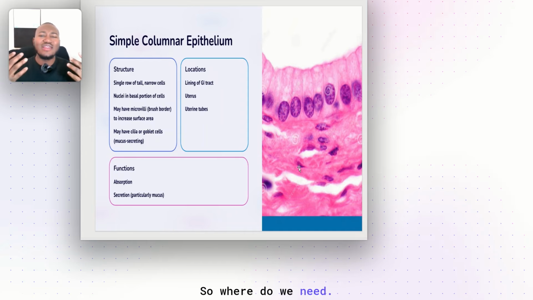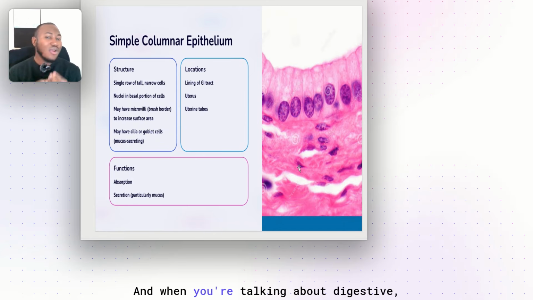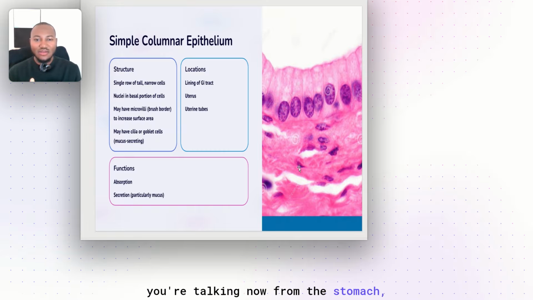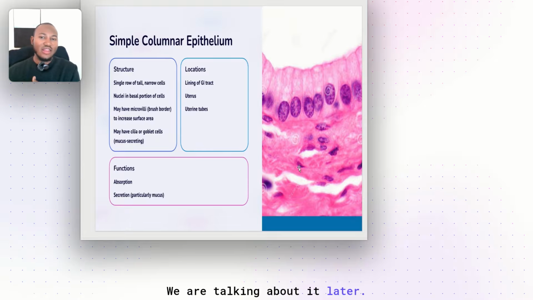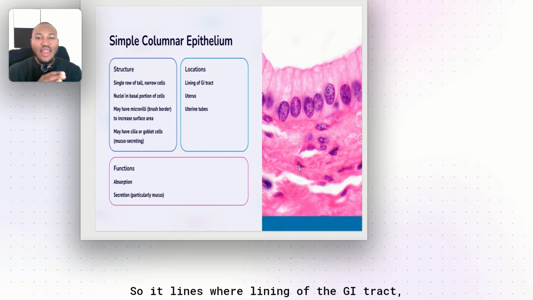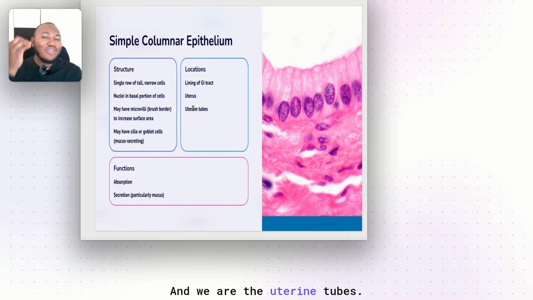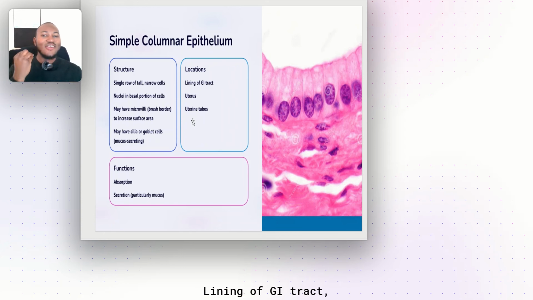So where does absorption happen? The digestive tract. The digestive what? Tract. And when you're talking about digestive, you're talking about from the stomach, right? Not esophagus, because esophagus, we are talking about it later, the stratified squamous. But this is simple columnar. So it lines where, lining of the GI tract, the uterus, the uterine tubes.